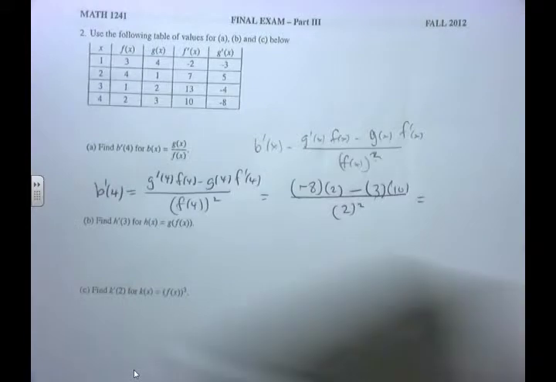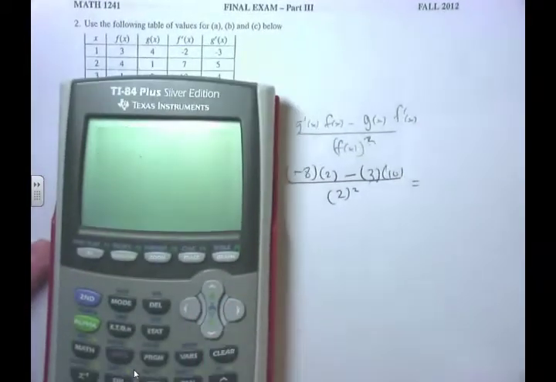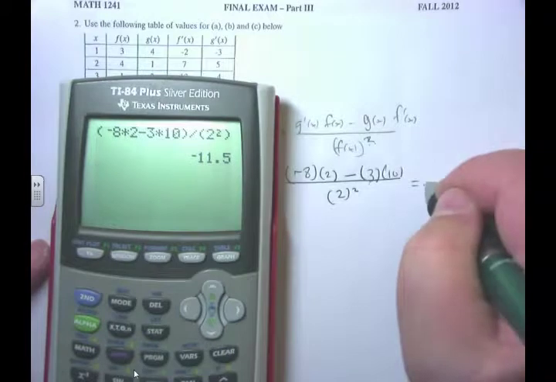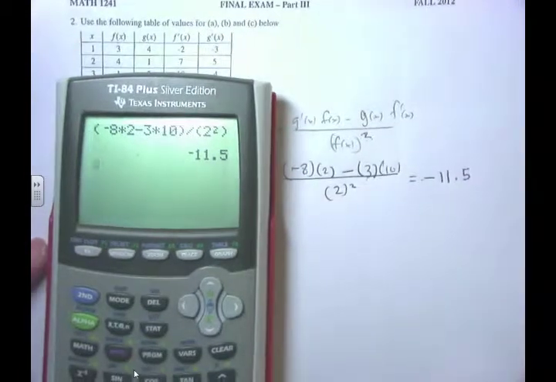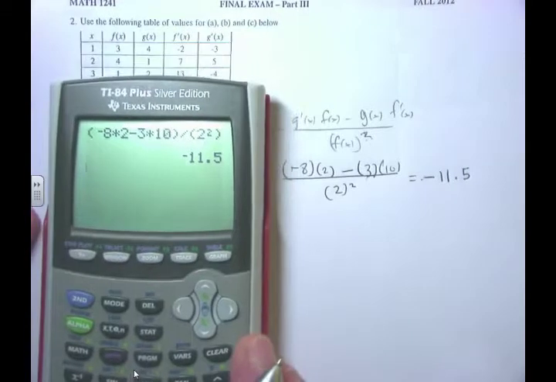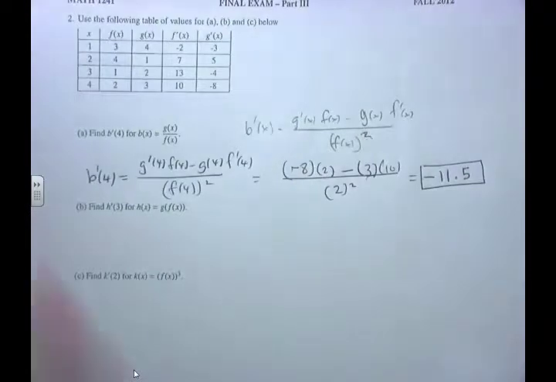Now, at this point, just to make sure I don't screw it up, because on the free response you're allowed to have calculators, I put parentheses right in the numerator. Negative 8 times 2 minus 3 times 10, divided by 2 squared. I got the answer negative 11.5. Does that make sense? Don't lose you guys anywhere. And this is what the answer was, and this is what they're looking for. But as well as the answer, they're looking for how did you get this answer.